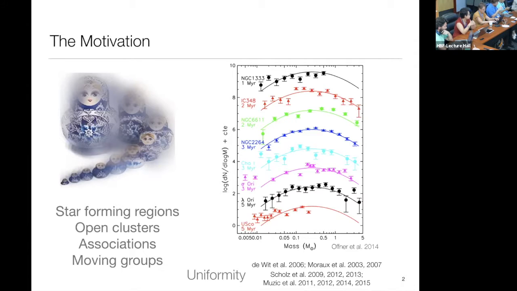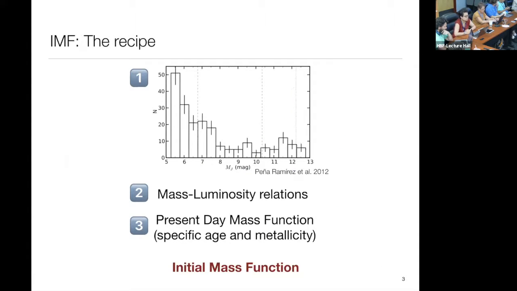But obviously the extremes are not so well constrained, and for that you need to follow a recipe to create an IMF. The recipe mainly uses 3 steps. The first one is to build your luminosity function, then to convert that to masses, and then to make a back process to go from the present day mass function to the initial mass function. But all of these steps have a lot of caveats. As always, nothing is so simple. So I'm just going to mention a little thing about 2 of these 3 steps that are concerned with the project that I'm going to show you later on.